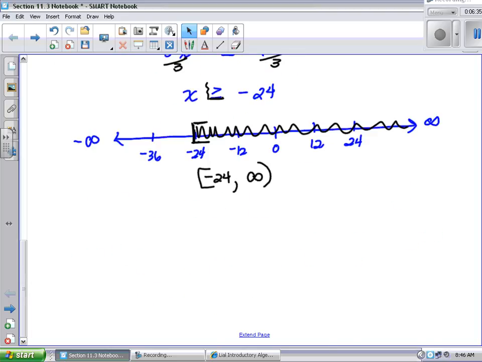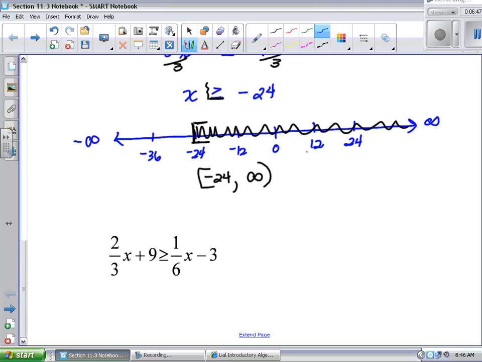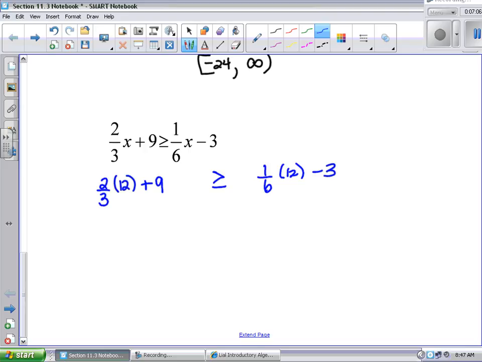You can write it down again in your book. I'm going to write that down, and I'm going to say if I want to check it, I want to pick a number that's bigger than negative 24. Pick any number on your number line, say 12, and then plug that in. 2/3 times 12 plus 9, is that greater than or equal to 1/6 of 12 minus 3? You can pull your calculator out to do this, or you can do it by hand.